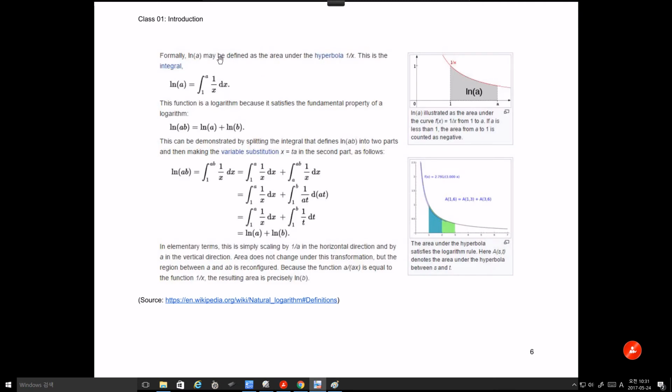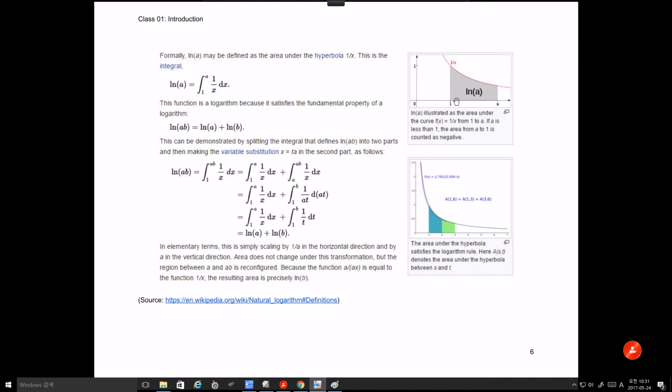Formally, the natural logarithm ln a may be defined as the area under the hyperbola 1 over x. This is the integral: ln a equals the integral from 1 to a of 1 over x dx. So ln a is this area. Again, this definition is consistent with our previous characterization, so it is natural. We have a nice figure over here as well: ln a illustrated as the area under the curve.